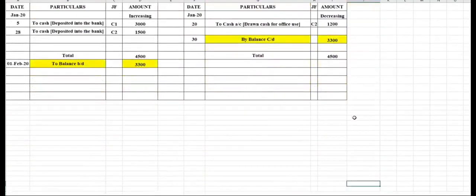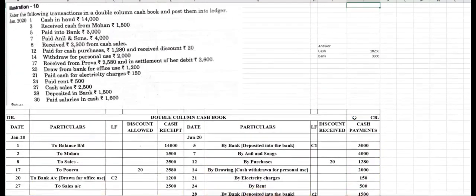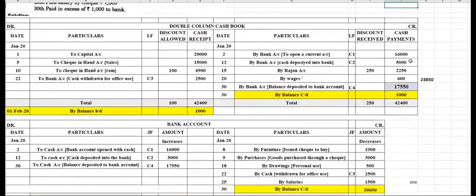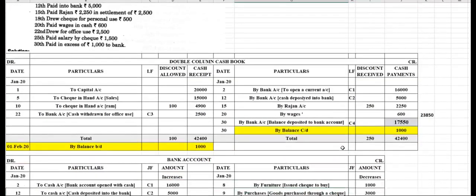So these are the problems of double column cash book. Any of these questions can be directly asked in the question paper, so you should solve all of them, especially this question where they brought one new thing: paid in excess of 1,000 to the bank. It means, keep 1,000 for your next month's cash, and whatever is left, transfer it to the bank.